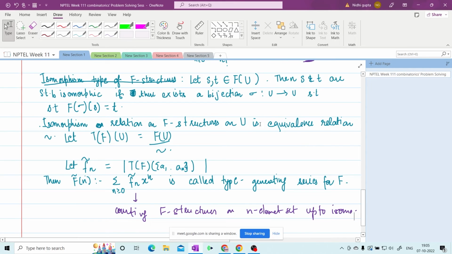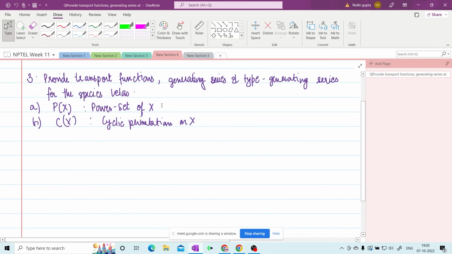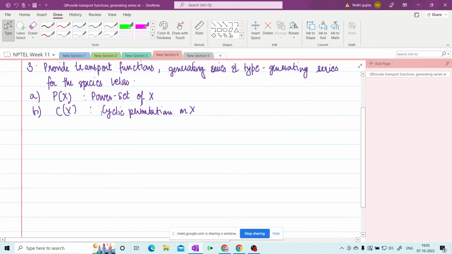So now we are given some species. Let's do one, and the second we'll leave as an exercise. We have to provide the transport function, generating series, and type generating series for the species below. First we have the species power set of x.